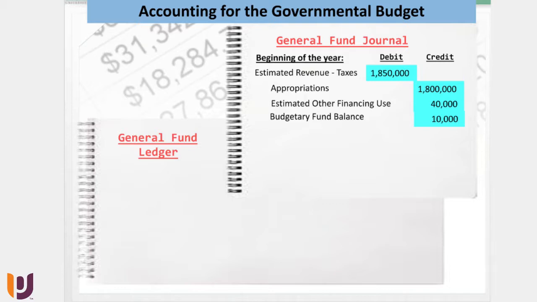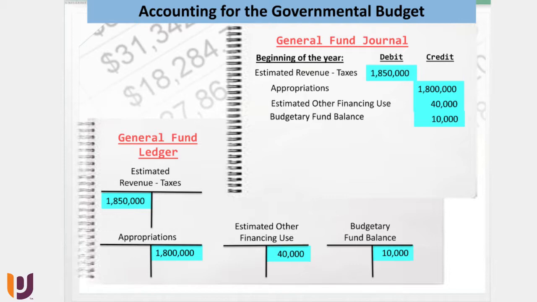Estimated revenue is debited for $1,850,000. Appropriations is credited for $1,800,000. Estimated other financial uses is credited for $40,000. And a $10,000 budget surplus is credited to budgetary fund balance. Amounts are posted to the ledger.